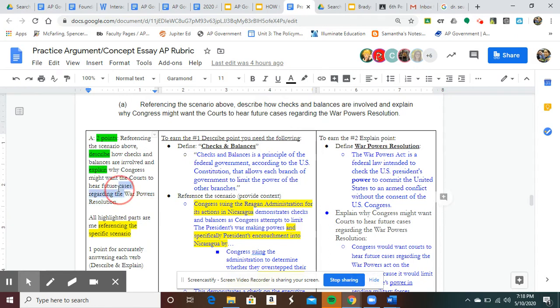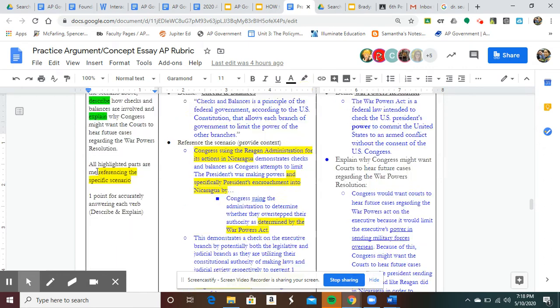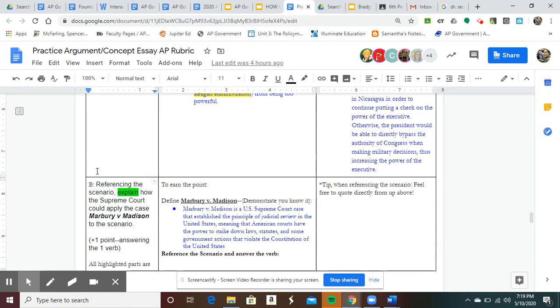And here's where I would just add the echo vocab. Explain why Congress might want the courts to hear future cases regarding the War Powers Resolution. I would say the Congress might want the courts to hear future cases regarding the War Powers Resolution because. So echo location or echo response is totally fine. If they give you a verb or term, you've got to define it, but make sure explicitly you're answering both verbs, describe and explain. And then the reference in the scenario, reference it. Be explicit and make sure that you relate it to actual things that are going on above.